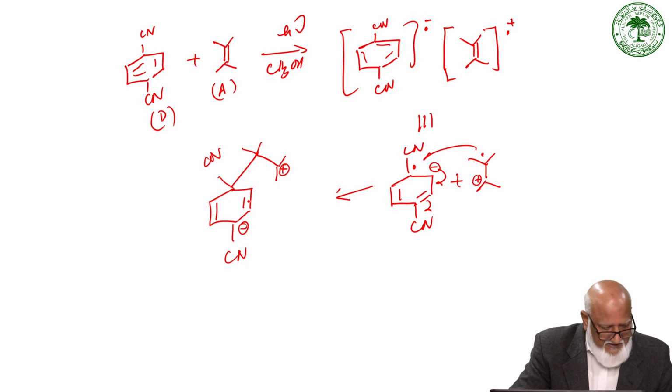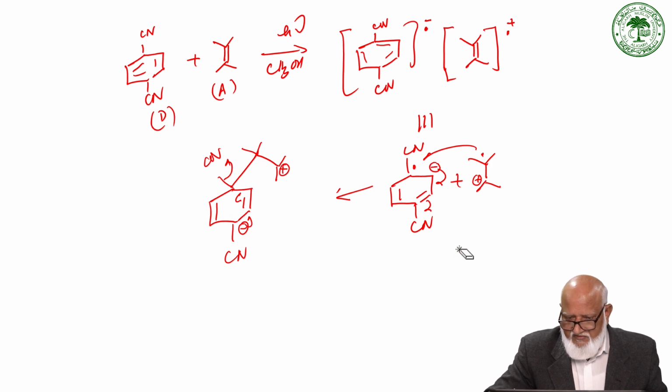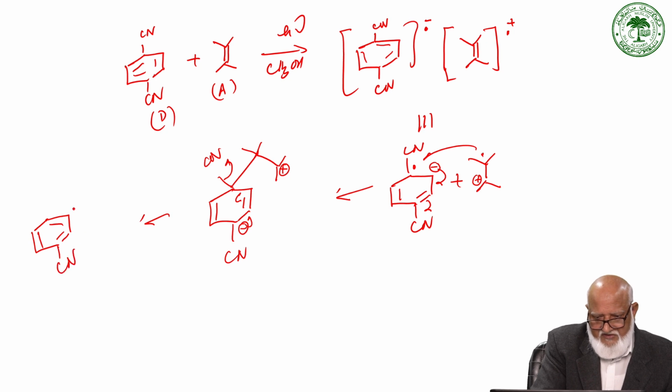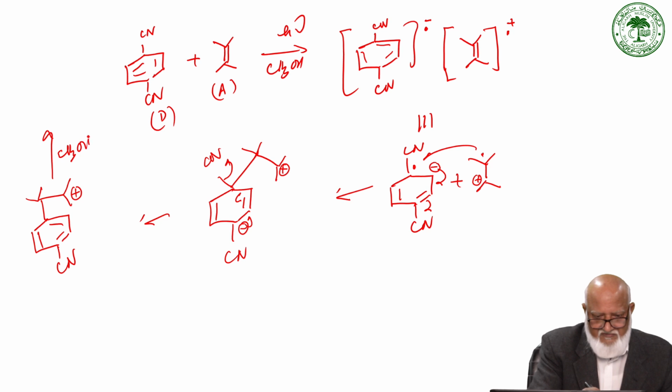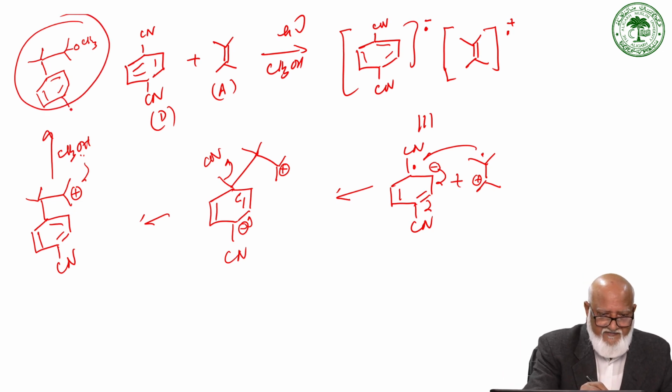There is a loss of CN minus, and also addition of methanol. We'll just see first the loss of cyano. We're doing it stepwise; we can also do it in one direction. Then a methanol addition may also take place, CH3OH, to give OCH3.